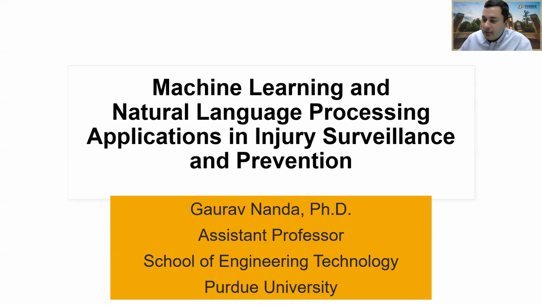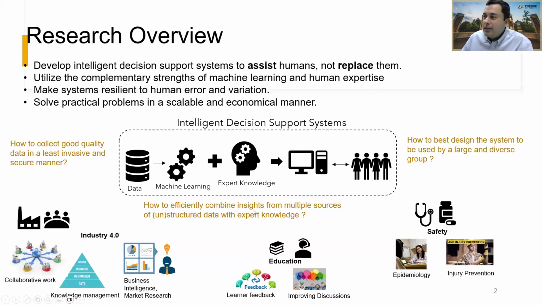So, a quick overview about my research. I work on research problems involving applied machine learning and natural language processing, trying to develop intelligent decision support systems by using the complementary strengths of humans and AI models. Humans are good at creative problem solving and have a lot of experience and domain knowledge. On the other hand, the AI models, or the machine learning models, can quickly analyze a large set of data and efficiently do large-scale analysis.